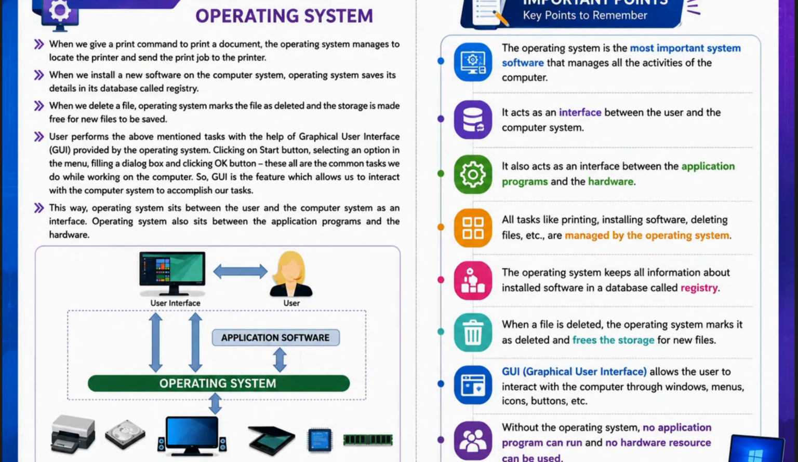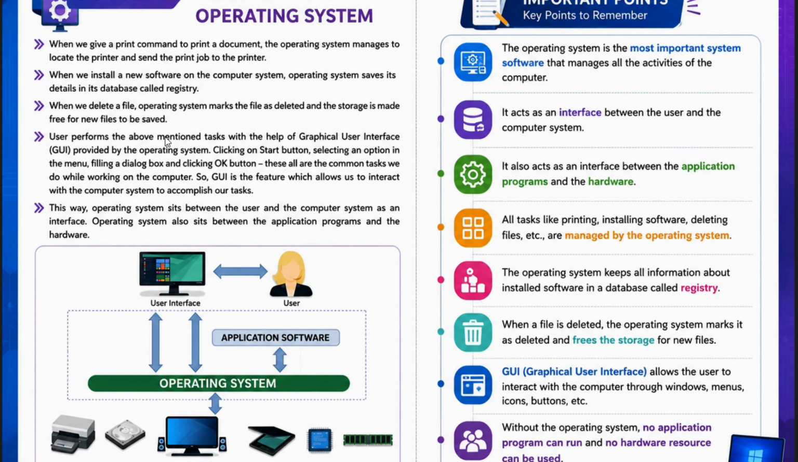When we print a document, the operating system manages to locate the printer and send the print job to the printer. So when we want to print anything, again the operating system is being used. When we install new software on the computer system, the operating system saves its details in the database called a registry. Everything gets saved in the computer in the form of registry. Again, the operating system does it. When we delete a file, the operating system marks the file as deleted and the storage is made free for new files to be saved. So space is also made because of the operating system.